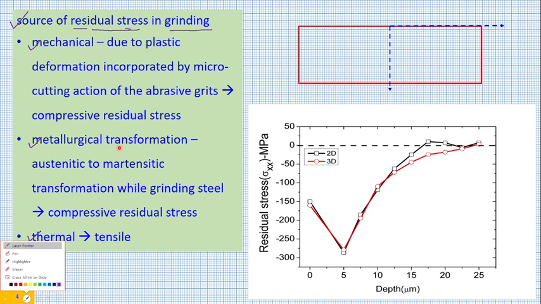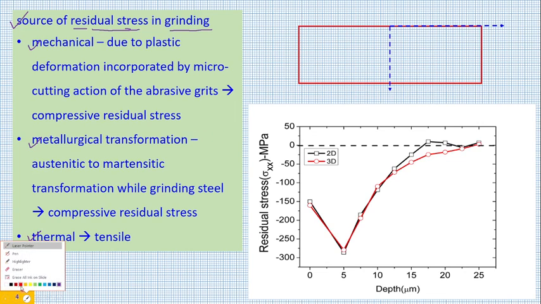The other one is the metallurgical transformation. If you are grinding steel, then there is a possibility of austenitic to martensitic transformation, because of which compressive residual stress takes place. As we all know, in grinding a lot of temperature evolves at the grinding zone, particularly within the workpiece. This is the thermal origin, and because of this thermal origin, tensile residual stresses are induced. We are going to cover all three of them, and what kind of stress is induced. So let us come to mechanical.